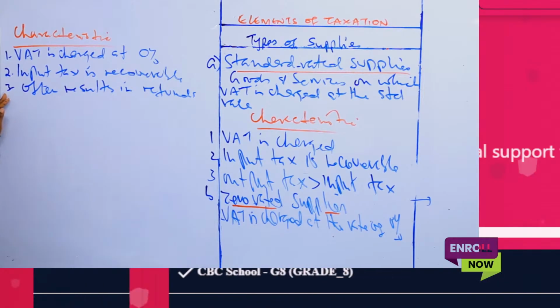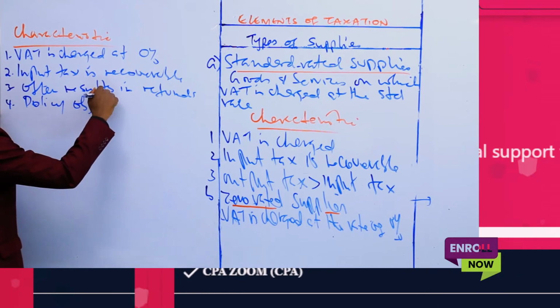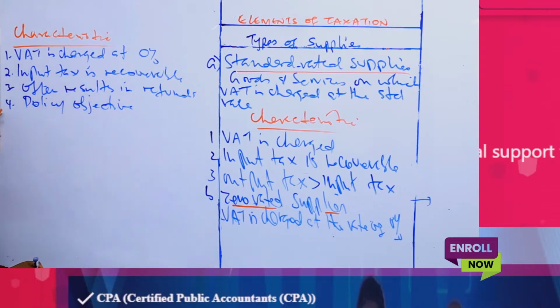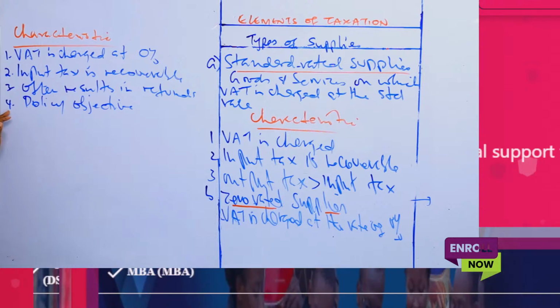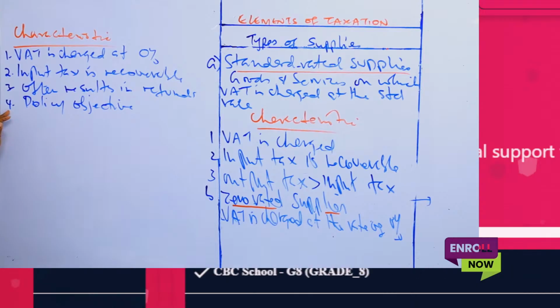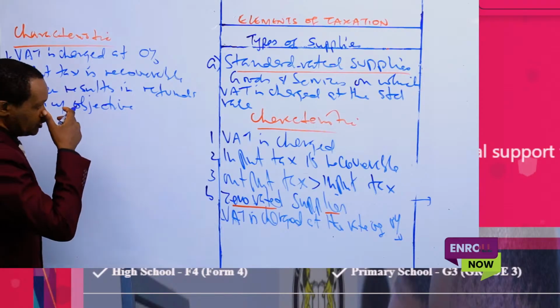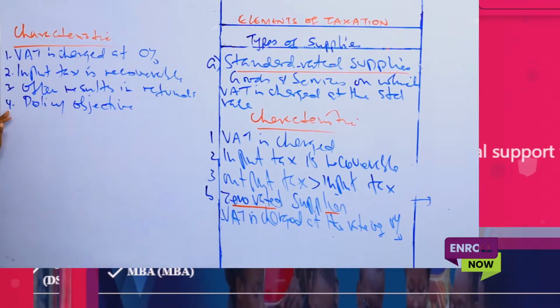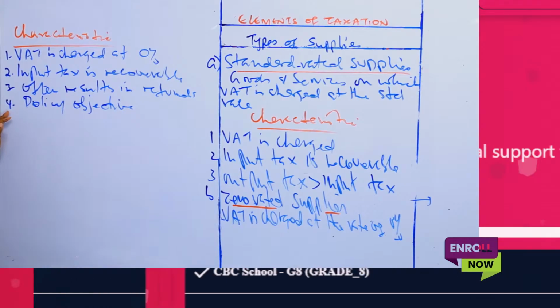Another characteristic is the policy objective. Zero rating is often used to make certain goods or services more competitive, for example exports, or even to reduce the tax burden on essential services or goods, because the final consumer does not pay VAT. You understand? It's a policy decision.